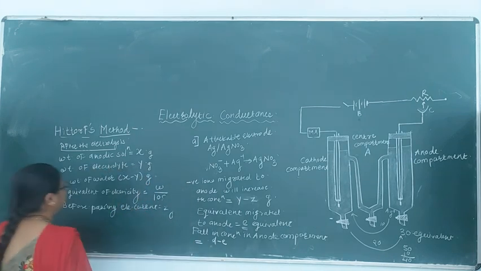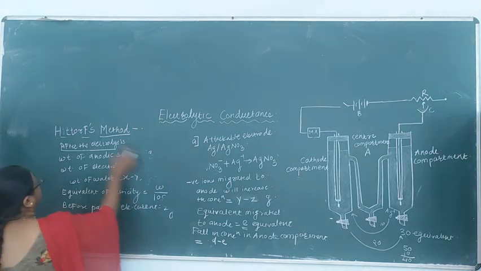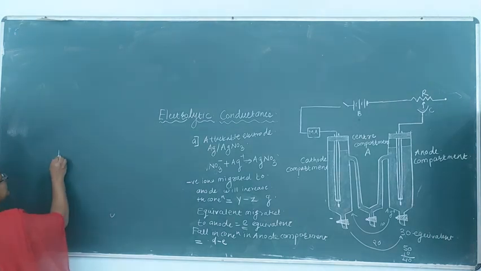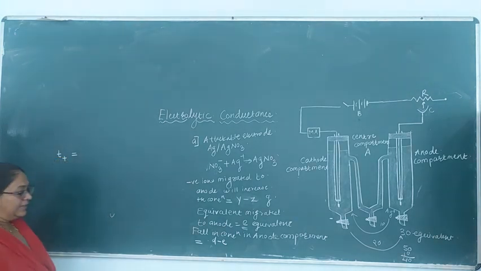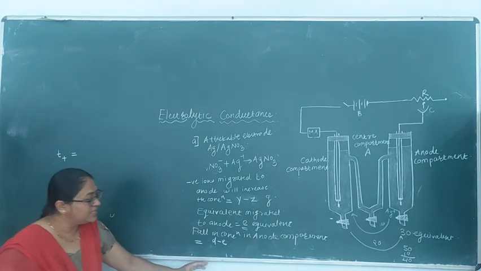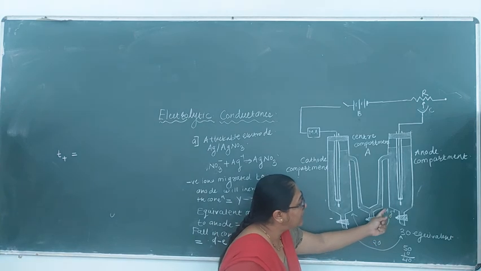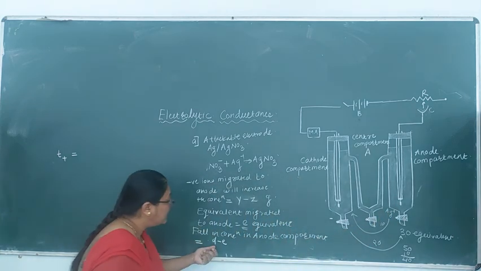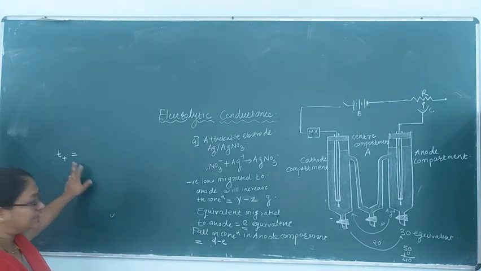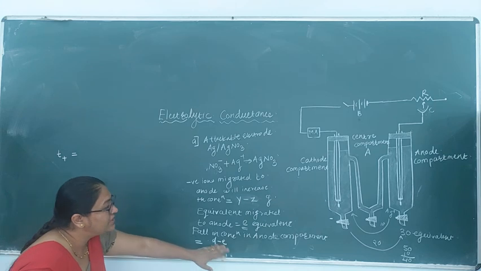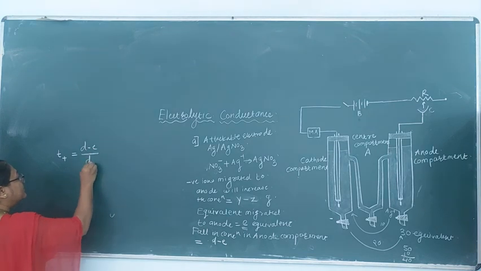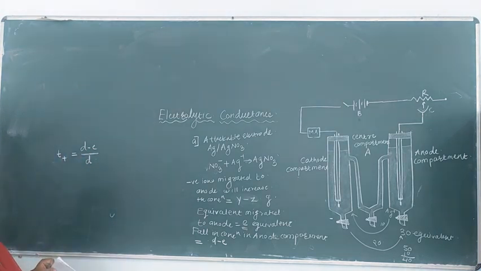Now therefore, T plus is equal to, now see, the fall in concentration in the anode compartment is D minus E. That means the equivalents of electricity carried by the positive charges is nothing but D minus E. And if I want to calculate T plus, that is, if I want this fraction, you divide it by the total electricity carried by positive and negative together, so this will give you the transport number.